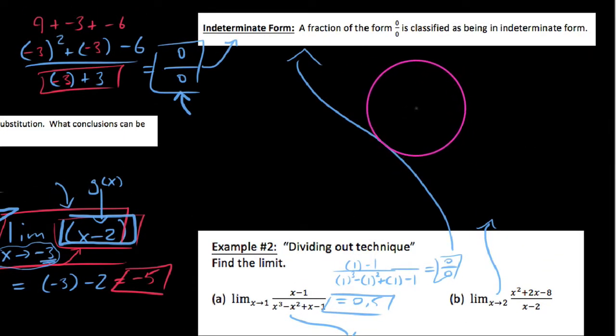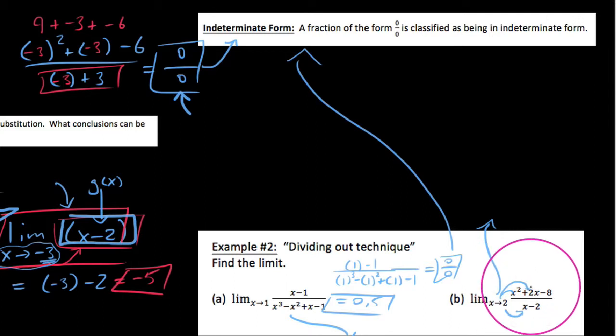The second limit here is just for practice. Let's go ahead and take a look at another one. If we were to plug in 2 for every instance of x, I just want to point out that direct substitution fails because we would get 2 squared plus 2 times 2 minus 8, all over 2 minus 2. Well, 4 plus 4 minus 8 is 0, and then 2 minus 2 is 0. So we get indeterminate form.